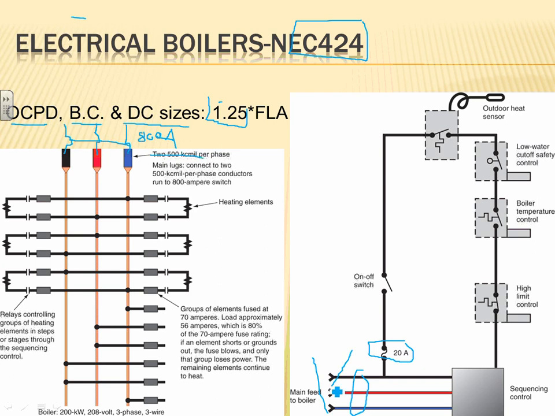Same thing: high limit control, boiler temperature control, low water cutout, and outside heat sensor. So you can start your boiler at a certain temperature outside. And if you have no water to boil, instead of boiling your water, you're burning your boiler, so you shut off. All these are control devices. We call them a class one control circuit to control that process. But the power part of it is really easy, 1.25 to size everything. Any question, guys, about the heat?